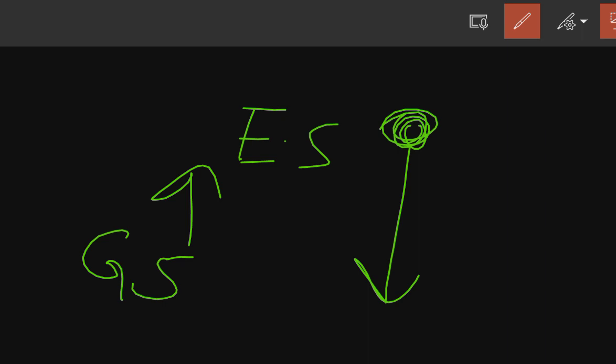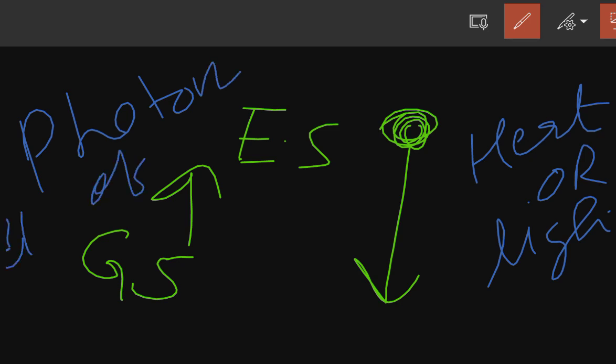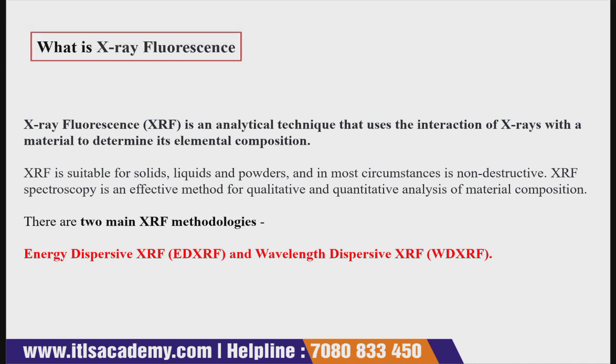So the energy is lost as heat or light. How is energy lost? Energy is lost in the form of heat or light, that is, a photon of energy, which is known as hν. The emission of light is called fluorescence. So this is the fundamental behind fluorescence, and X-ray fluorescence spectroscopy.